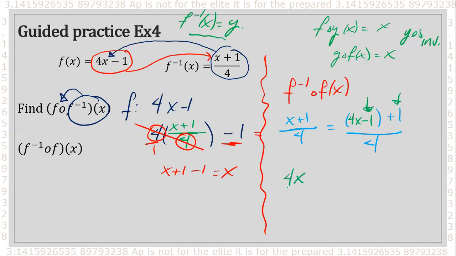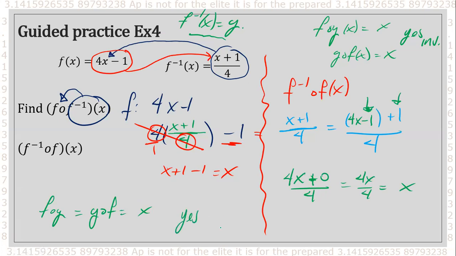So I got 4x plus 0 over 4. That's a plus, sorry about that. Then I simplify 4x over 4, which is just x. So I can see that both compositions, f of g and g of f, were equal to x, right? Both compositions were equal to x. So yes, f of x and f inverse are indeed inverse functions, right?